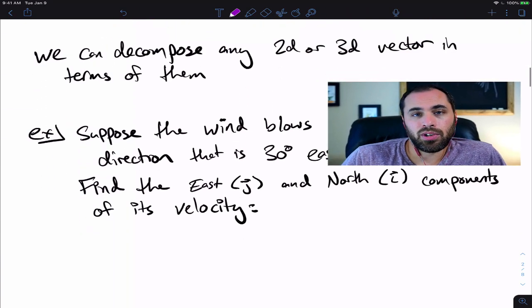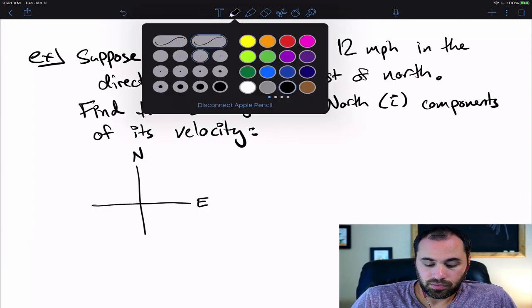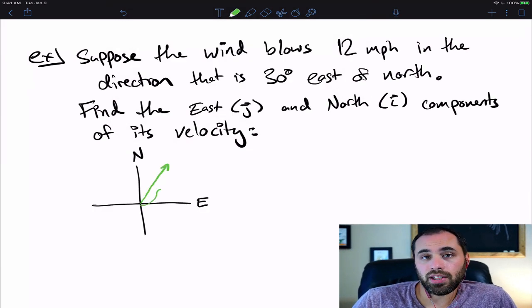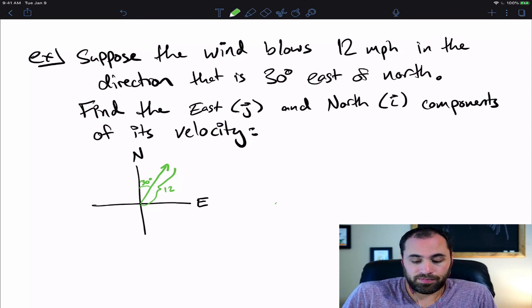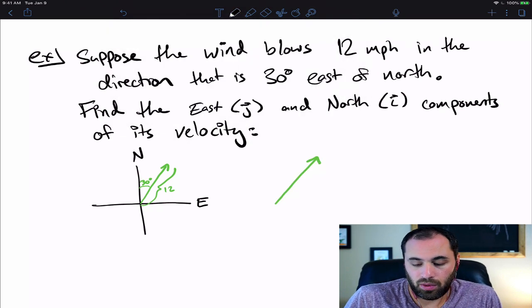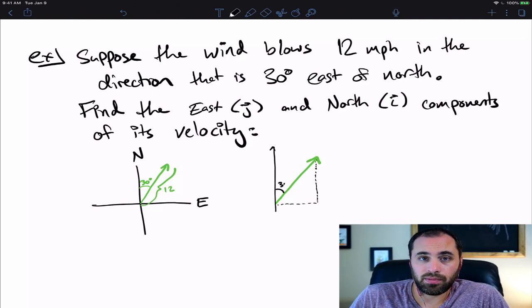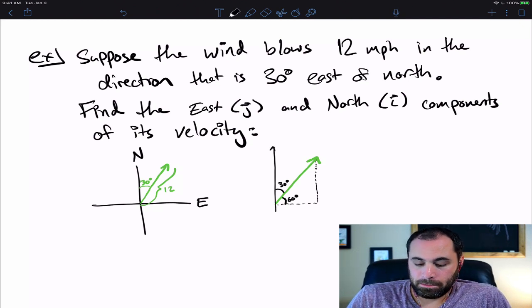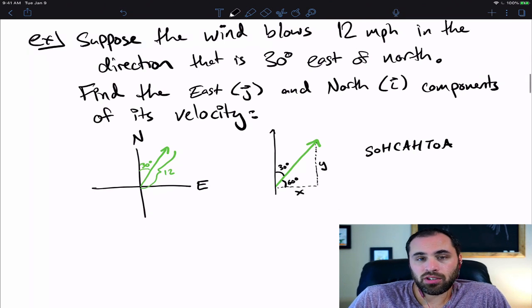So I have an example for you. We can draw this vector on the xy plane, or let's call it the compass, the north and east plane. We know it's 30 degrees east of north, and it's got a length of 12. So if we decompose this in the i and j direction, or the x and y directions, we can draw a picture kind of like this.